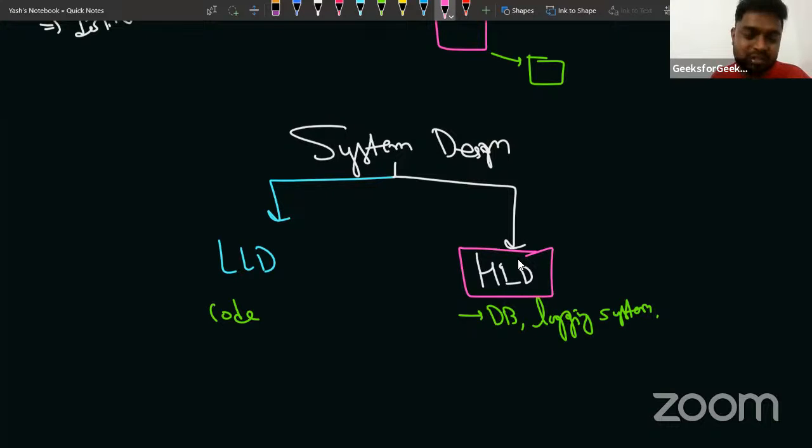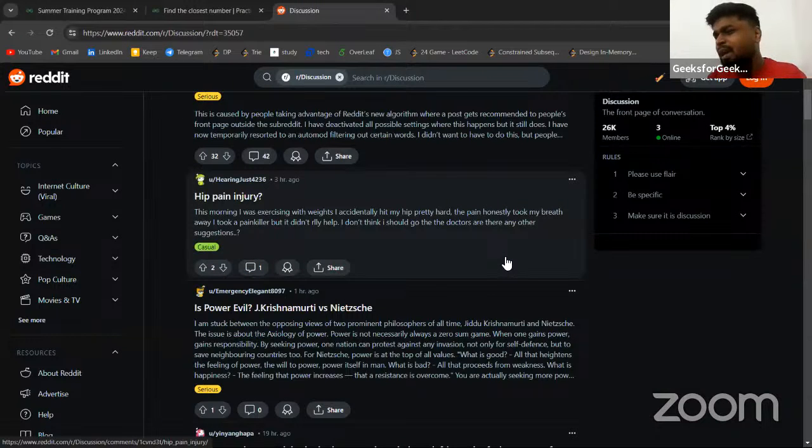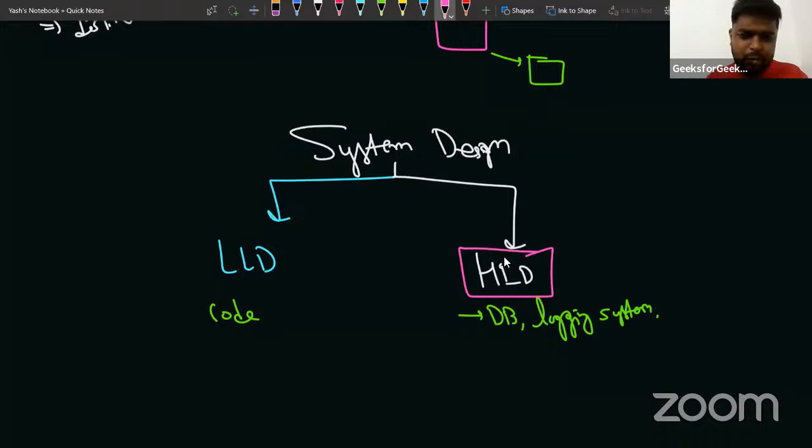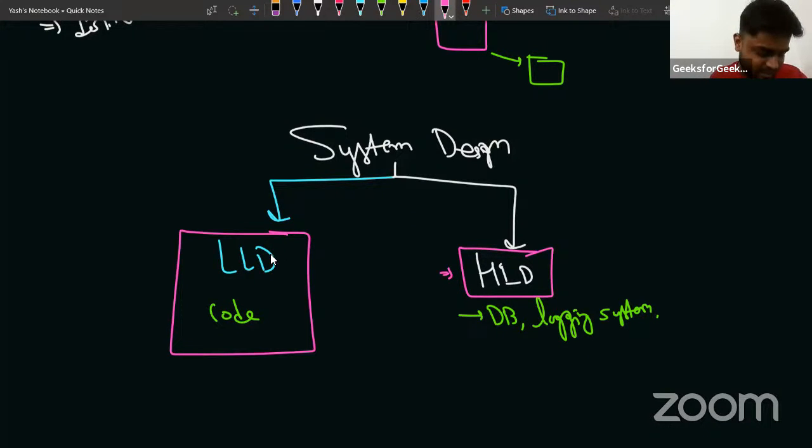So you might be asked about this, and maybe what cron jobs are, and a lot of basic questions can be asked from high level design also. But it is a good idea to prepare for low level design also.